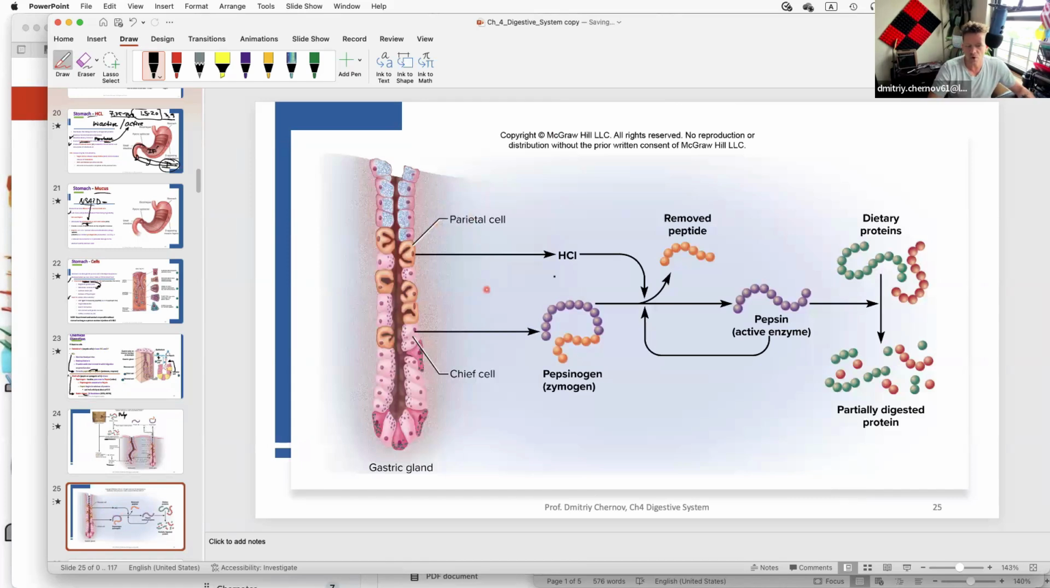Another view of the same thing, right? Parietal cells, chief cells, parietal cells, hydrochloric acid, chief cells. Zymogen, the term zymogen, it's enzymes, right? Different types of enzymes. We can say proteases or we can say zymogen. It's just another term for that. Partially digested, because then it gets into the small intestine, into the duodenum.